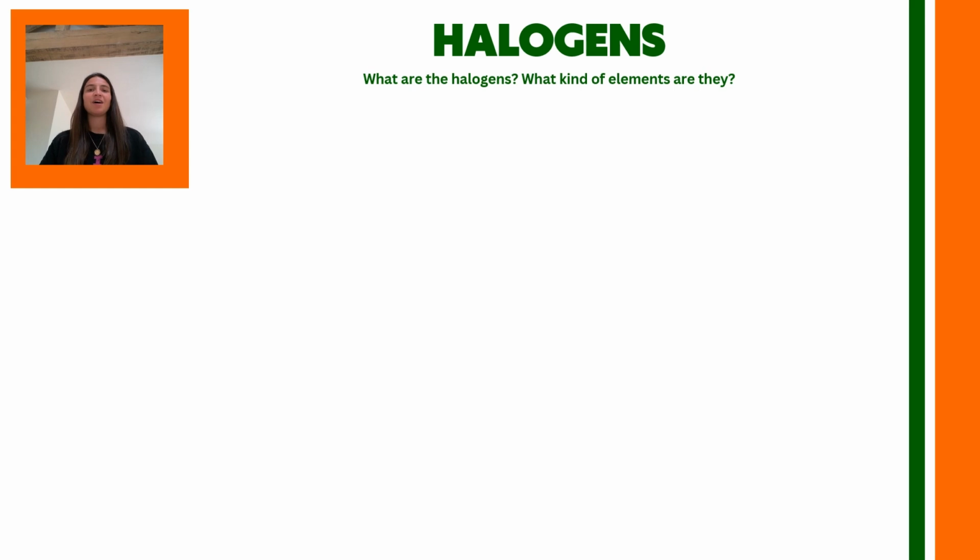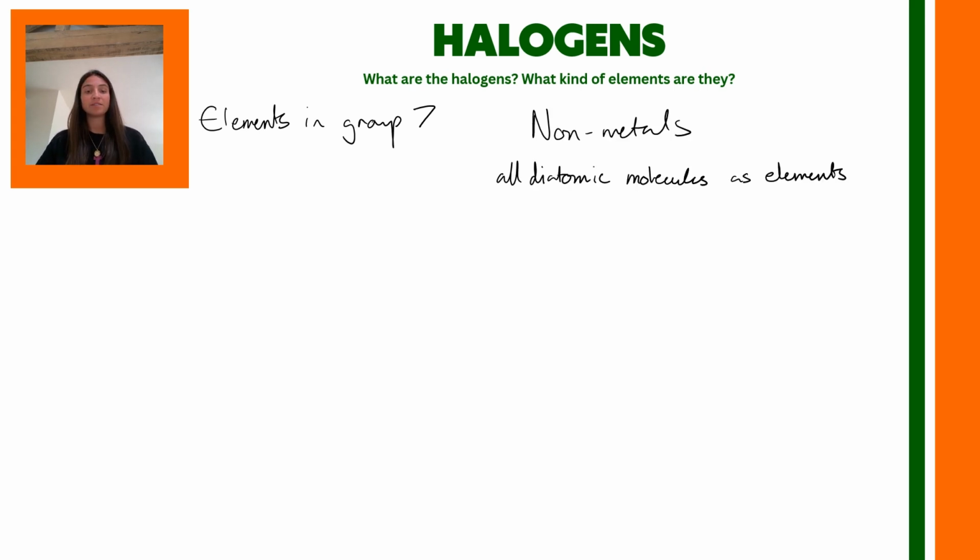Or if you're ready, let's dive straight in. Okay, halogens. What are halogens? What kind of elements are they? So, halogens are elements that are in group 7 and they are non-metals and they are all diatomic molecules as elements. So let's think about that for a second.